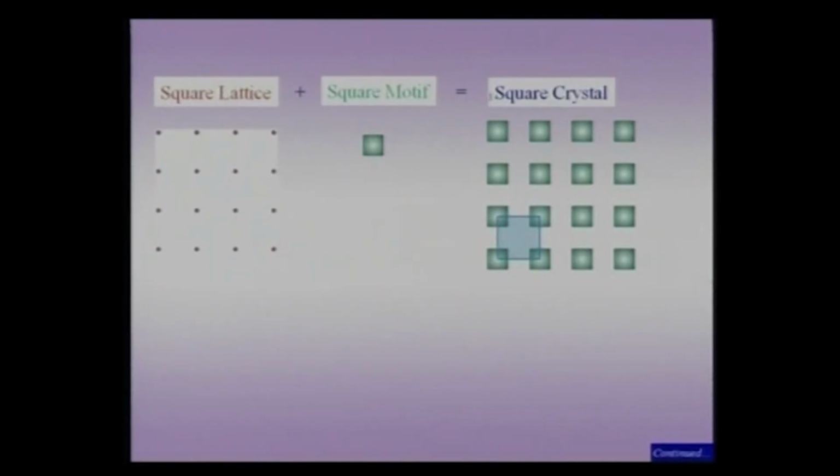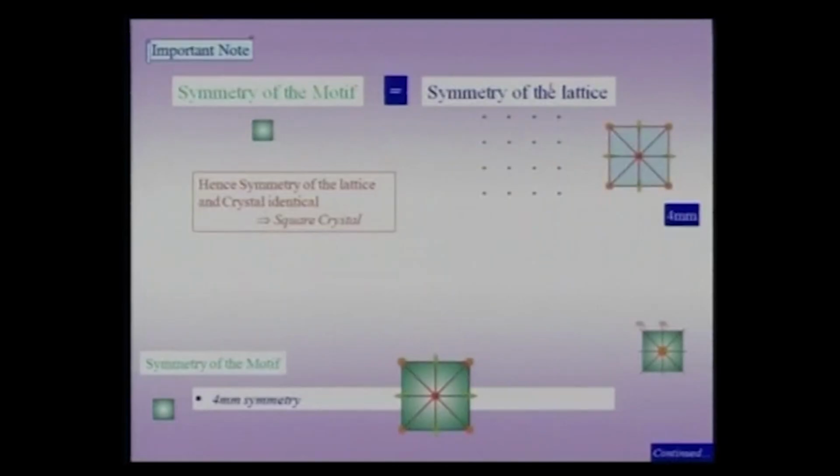The name of the crystal happens to be a square crystal, and we will try to understand why we want to call it a square crystal. Now if I look at the symmetry of the motif, you can see the motif is shown here. We see that this motif has a 4mm symmetry. So what is the 4mm symmetry? The motif has a 4-fold symmetry at the middle, like in the square center. The motif itself has a diagonal mirror and a vertical mirror. So in other words, these are the two mirrors I am talking about, and additionally it has a 4-fold symmetry in the center, therefore it has a 4mm symmetry.